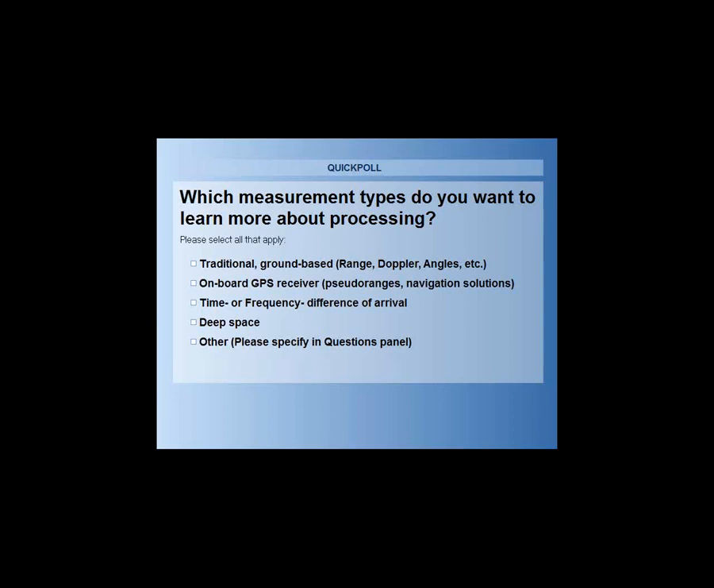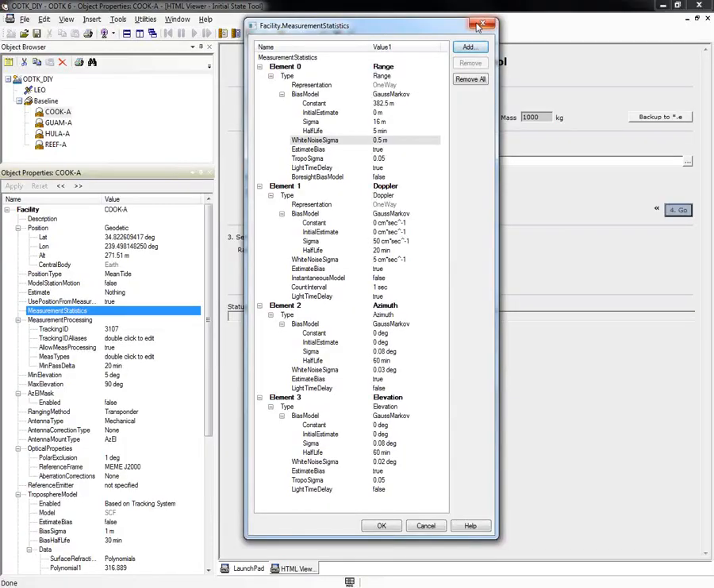But suffice to say, in general, the basic steps to setting up an OD problem are what I'm going to show you here. The variations come in terms of how you set up the trackers and how you set up your objects and exactly where the different measurement types sit. So for instance, if you're using an onboard GPS receiver, there would be a few slight changes into how we set things up. Okay, I'm going to close this one down. Everybody was quick to answer that one. All right, great.